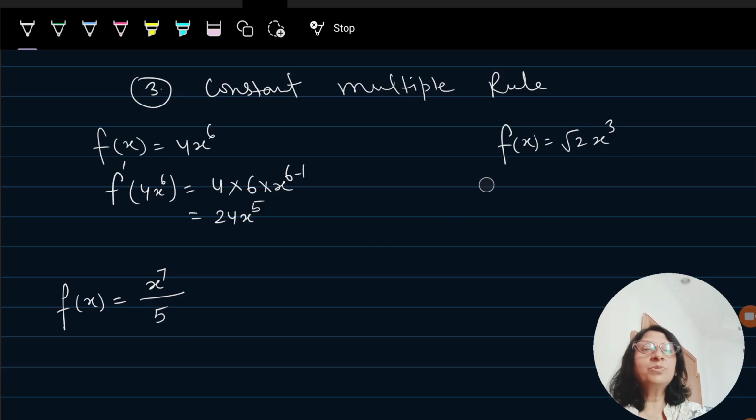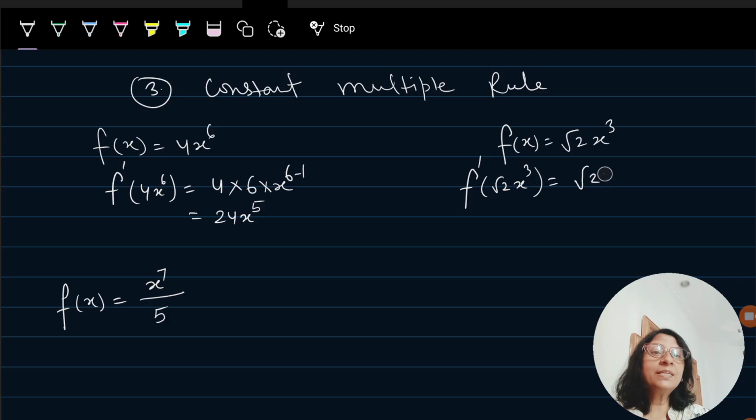Now come to the second part. Here our function is root 2 x cubed, that is root 2 x over 3. What can we write here? Root 2 will be as it is. Then 3 will come and multiply, and then we have x raised to the power n minus 1, that is 3 minus 1. Isn't it easier? So now we write 3 root 2 x square. That's all. This is your answer.